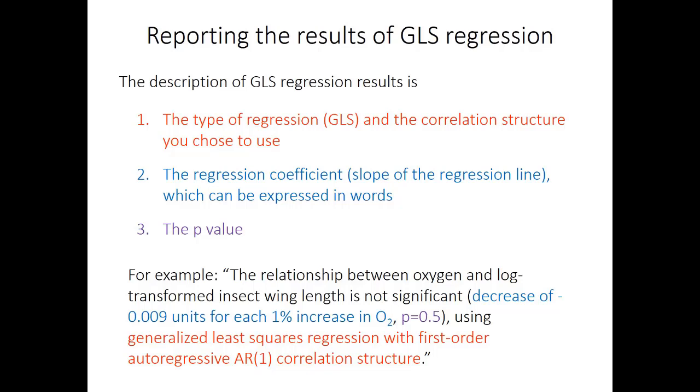And also, just to wrap up with the insect example that we started with, although the ordinary least squares originally suggested that there was actually a significant effect of oxygen on insect size, once you account for the time series nature of the data with a GLS regression using AR1 correlation structure, that actually suggests that the relationship isn't significant after all.